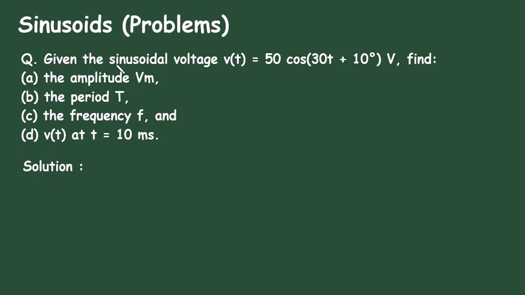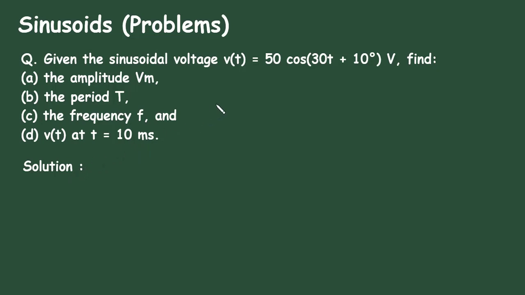Question: given the sinusoidal voltage V of t is equal to 50 cos 30t plus 10 degree volts, find A. the amplitude Vm, B. the period T, C. the frequency f, and D. V of t at t is equal to 10 millisecond.